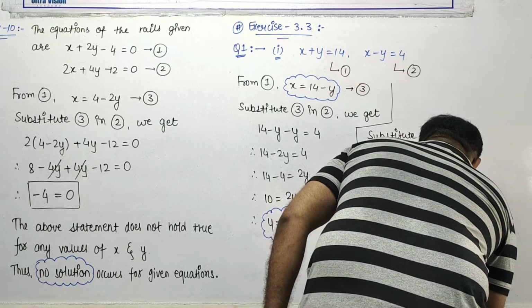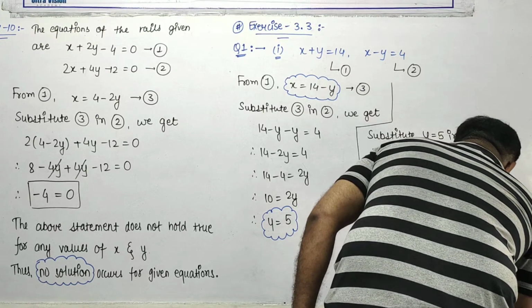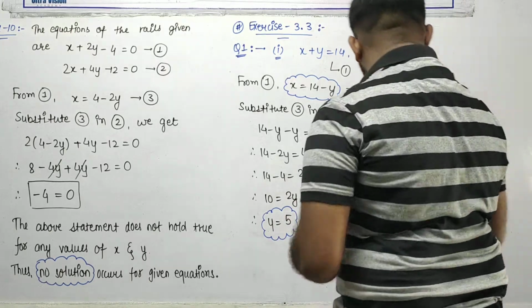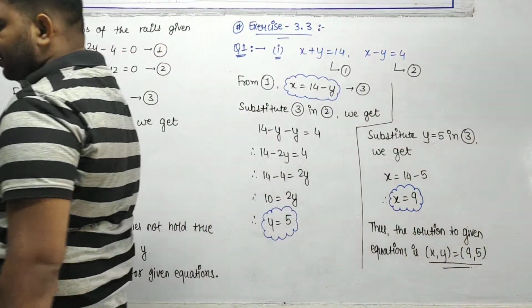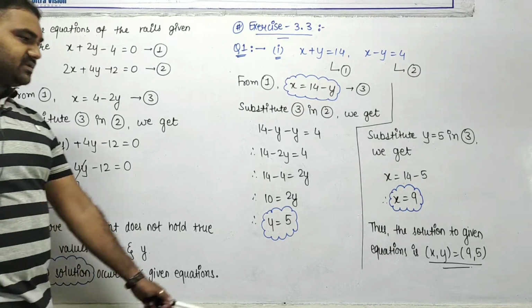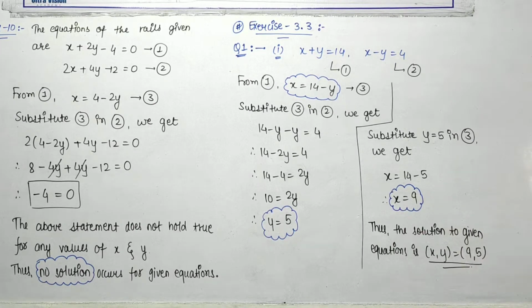The solution to the given equations is x comma y equals 9 comma 5, or you can also write x equals 9 and y equals 5. So this is the solution to the given equations. Is that clear?